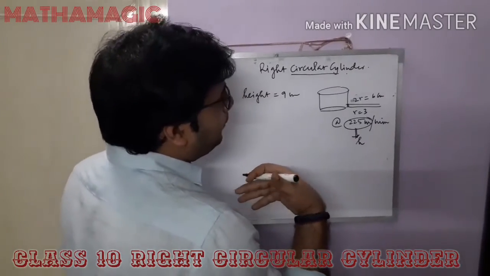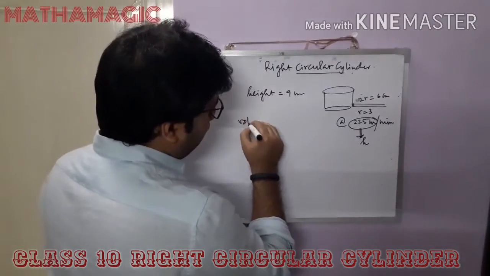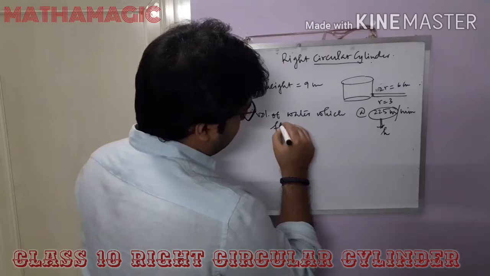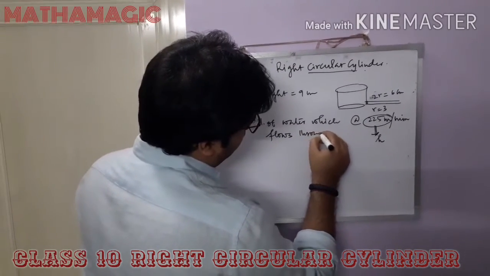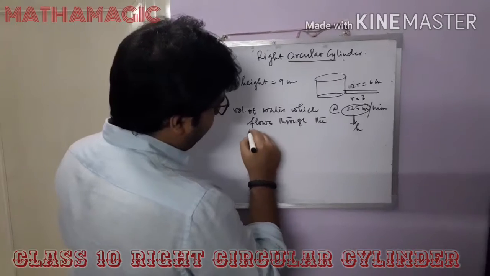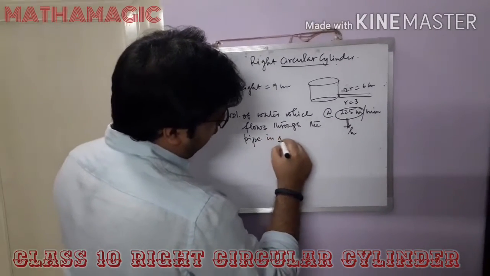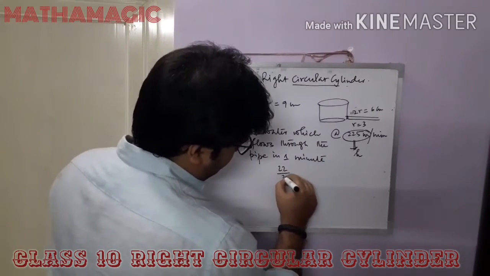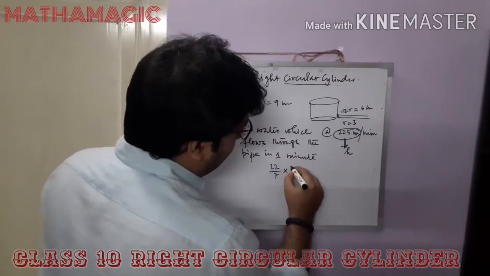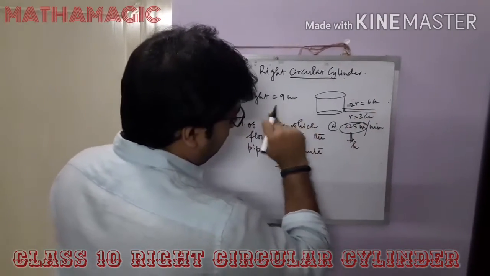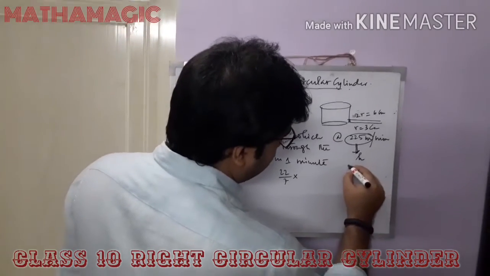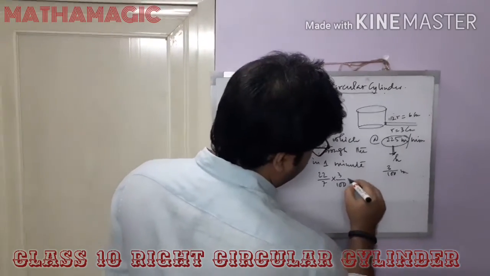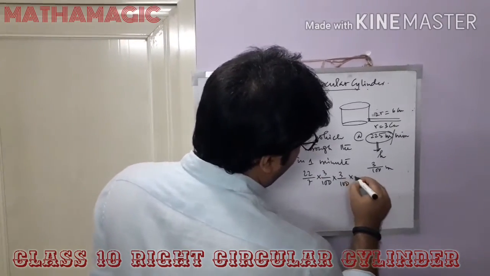So what will be the volume of water which flows through the pipe in 1 minute? That will be 22 by 7, that is the value of pi, into r square. R is in centimeter, but all these measurements are in meter, so we have to convert centimeter to meter. So it will be 3 by 100 meter. So 22 by 7 into 3 by 100 squared, into 225.